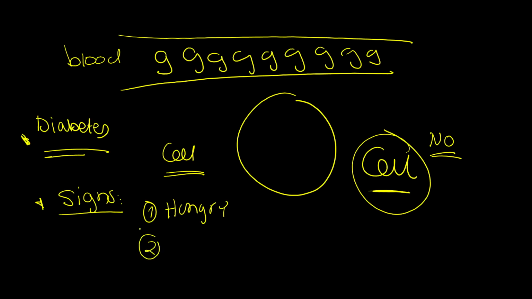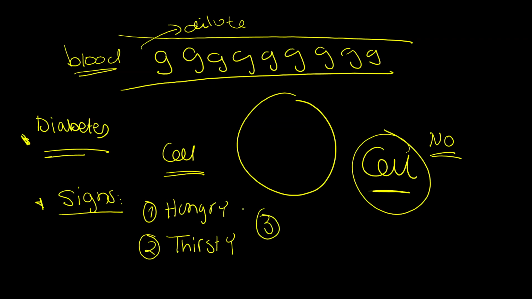Number two, a diabetic patient is always thirsty, because the blood is very concentrated with glucose, and the body is trying to dilute this glucose by asking you to drink more and more water. We want water to try to dilute this concentrated blood. So you're always thirsty. No matter how much food you eat, you're hungry. No matter how much water you're drinking, you're still thirsty.